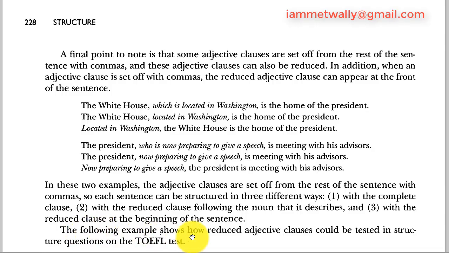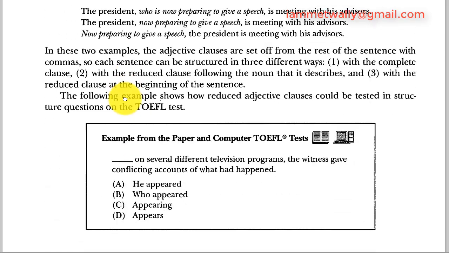The following example shows how a reduced adjective clause could be tested in a structure question on the TOEFL test. Let's see.